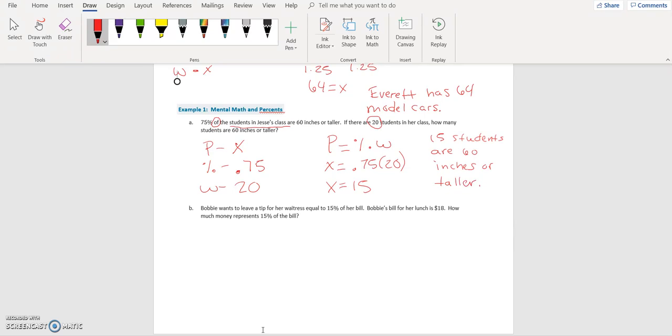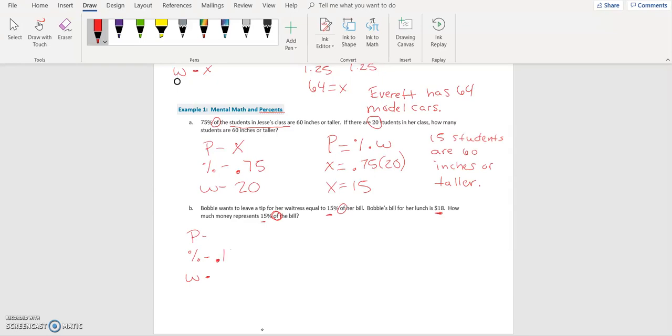Okay, Bobby wants to leave a tip for her waitress equal to 15% of her bill. Bobby's bill for her lunch is $18. How much money represents the tip? So we're looking for 15% of the bill. We don't want to know in total all she's going to pay. We just want to know 15%.